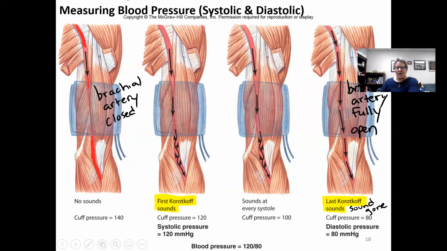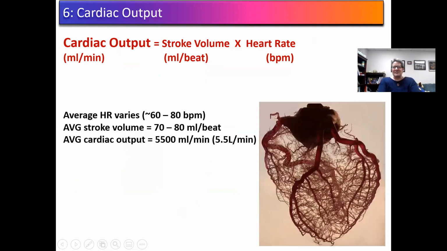Okay, so now we're all experts at measuring blood pressure, right? Okay. Well, in addition to blood pressure, let's talk about cardiac output. This is something you measure in someone where you're determining if their heart is functioning correctly. There are many pathologies that can result in the heart not acting as an efficient pump. And so cardiac output is the milliliters of blood that leave the heart every minute. And cardiac output is a mathematical formula of stroke volume times heart rate.